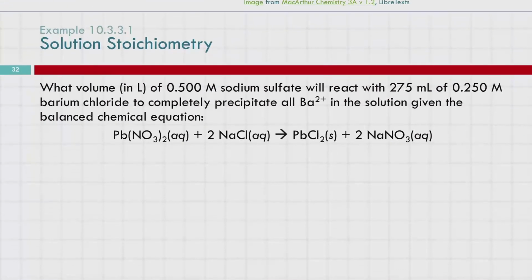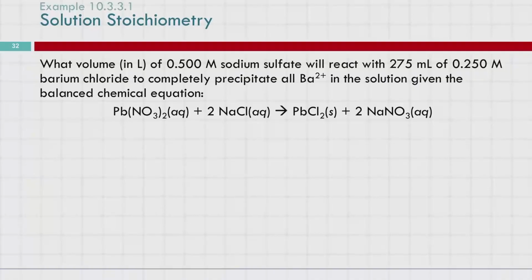All right, let's look at an example. What volume of a 0.500 molar sodium sulfate solution will react with 275 milliliters of this concentration barium chloride to completely precipitate? What does that mean? All barium 2+ in the solution, given the balanced chemical equation. And we're even told that it's balanced. If we weren't told that it's balanced, we could also tell that it's balanced, probably because there's coefficients. Usually if there's coefficients, it's already balanced, so we don't have to do that. What are we finding in this question?